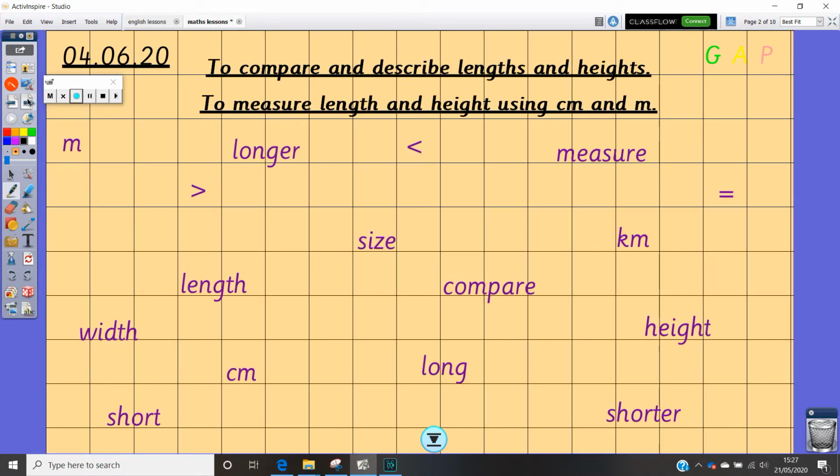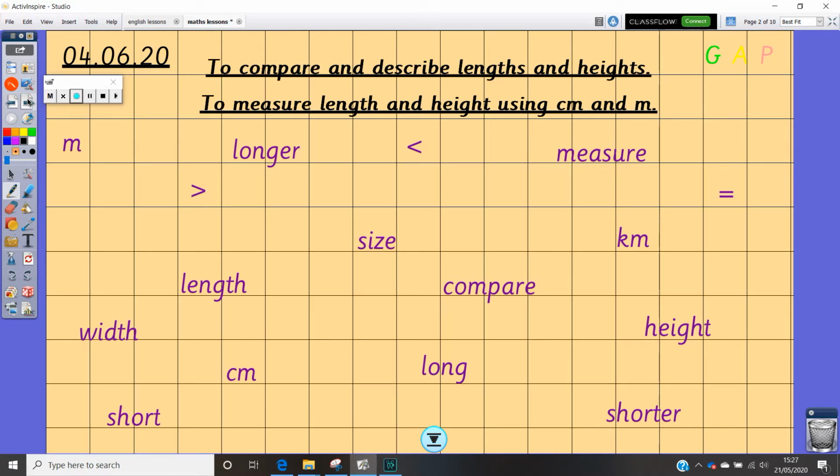So for the next part of our lesson, we're going to move on this week to looking at measures. We're going to spend some time to compare and describe lengths and heights, and then we're going to measure lengths and heights around your house using centimetres and metres. Just before we move on, let's have a look at some vocabulary that might be really useful this week whilst we are working on measures and lengths.